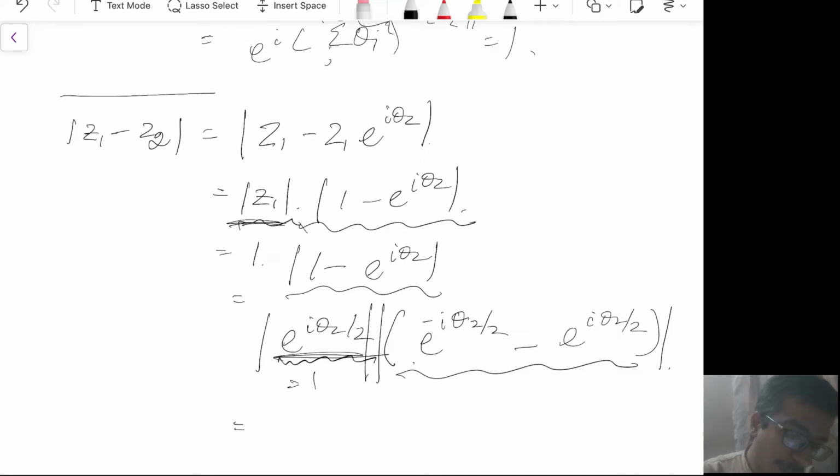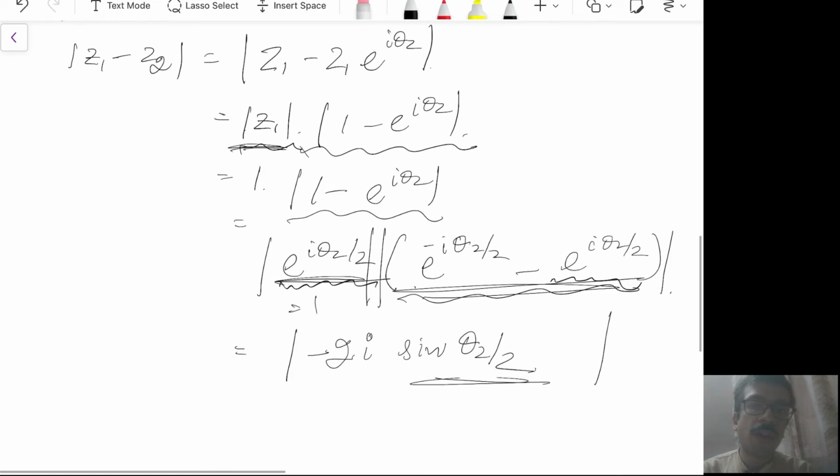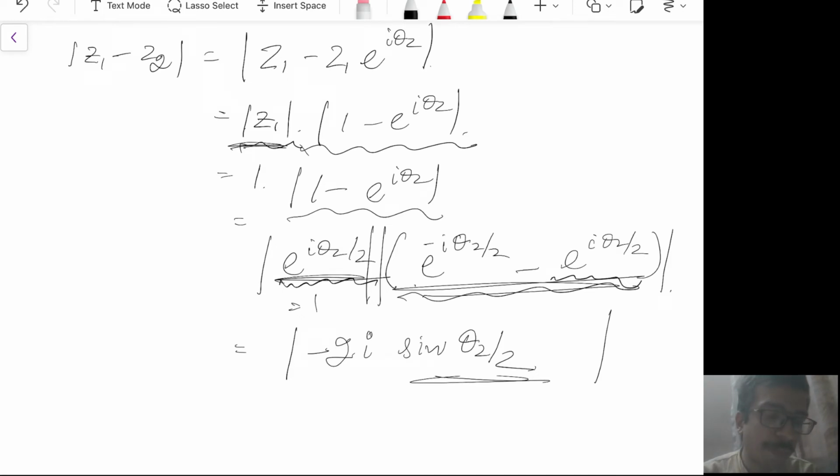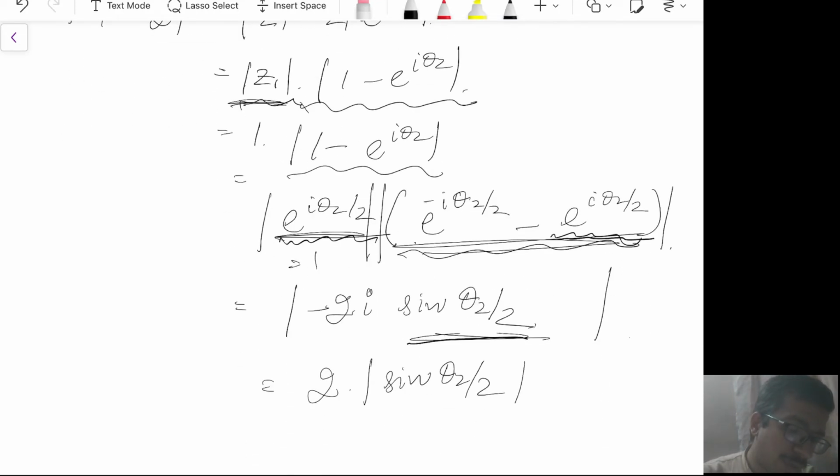And now we are left with the other part, and this, if you see, is just minus twice i sine theta 2 by 2, right? Because this is a negative of negative i times twice the imaginary component of e to the power i theta by 2, right? Because if I want to compute z minus z conjugate, I get twice i times the imaginary part of z. So this is what we have gotten, and this is nothing but twice times mod of sine theta 2 by 2, right? And theta 2 is positive.